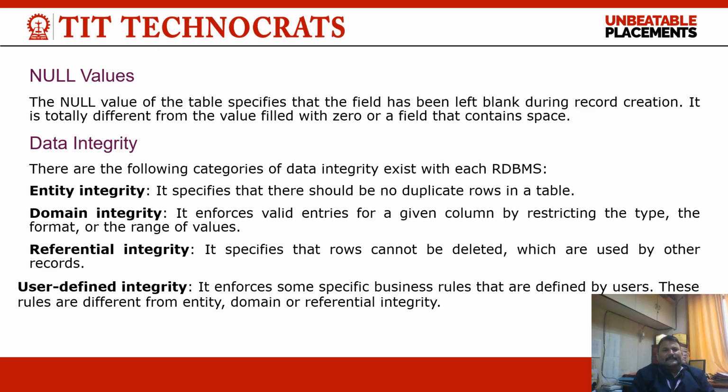The other is data integrity. As the name suggests, what does it mean? Integrity means accuracy or correctness of data. So DBMS provides some important integrity constraints to make data secure and to ensure there is no duplicacy in the table. Here there are different types of integrity, like entity integrity, domain integrity, referential integrity and user-defined integrity.